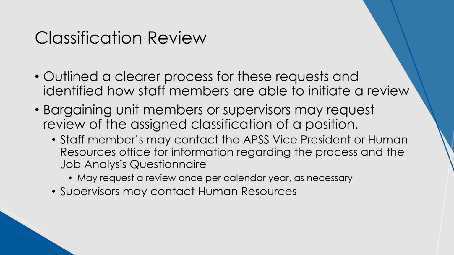Staff members may contact the APSS VP for the union or human resources, and either party can provide information regarding the process and the job analysis questionnaire that would be needed to be completed as part of that process. And staff members can request a review once per calendar year as necessary. And then supervisors can reach out directly to human resources for information on the process and the job analysis questionnaire.